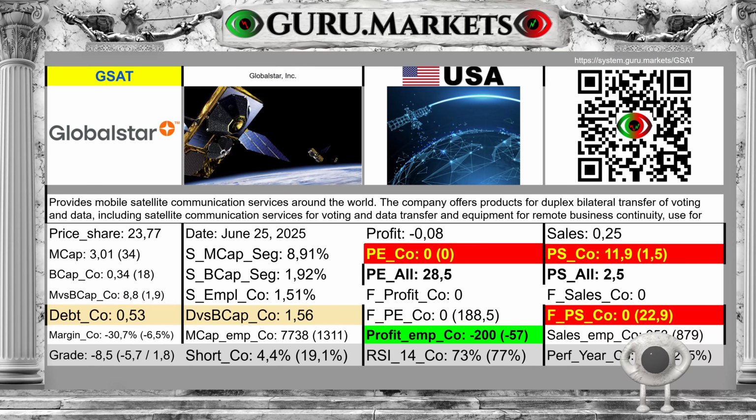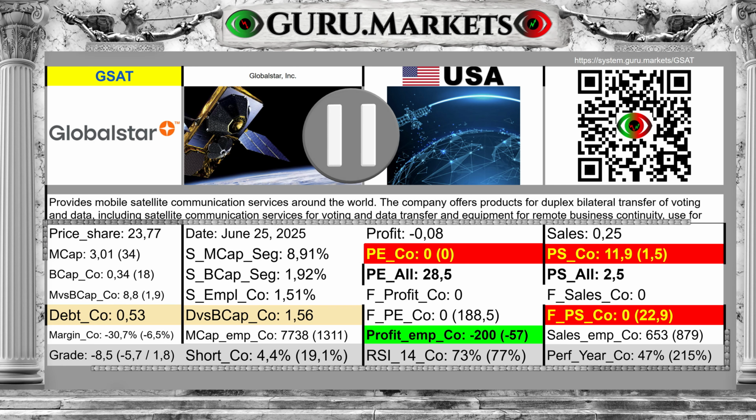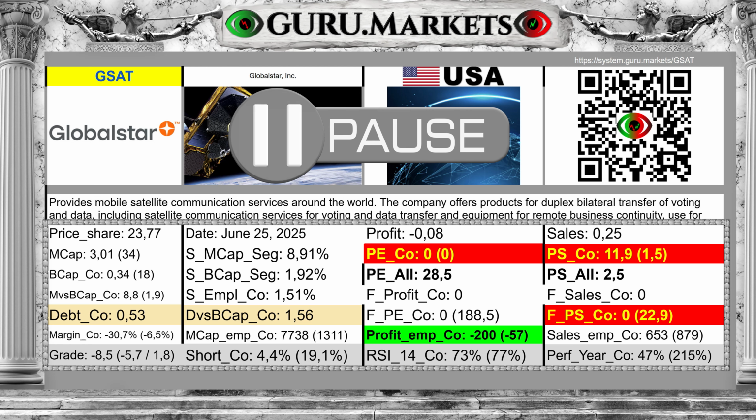System.GURU.Markets. Let's start with summary information about the company. If necessary, you can put it on stop. You can study all the corporation's indicators carefully.